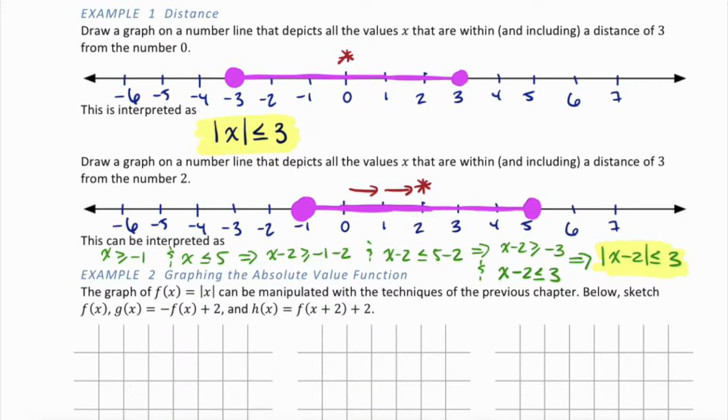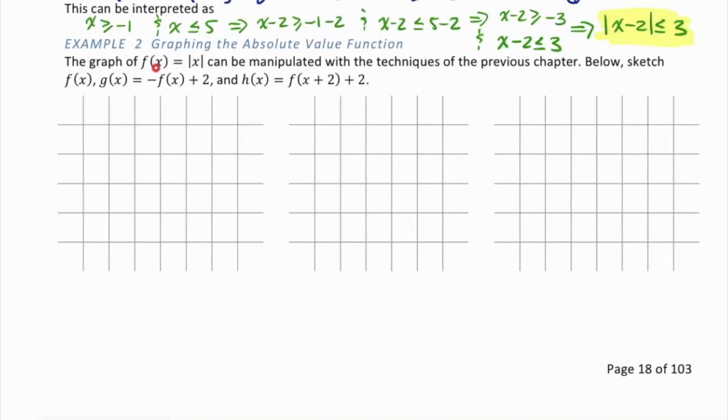Let's look at example 2. Graphing the absolute value function. The graph of f of x equals the absolute value of x can be manipulated with the techniques of the previous chapter. Below, sketch f of x, sketch g of x equals negative f of x plus 2, and sketch h of x equals f of x plus 2 plus 2.